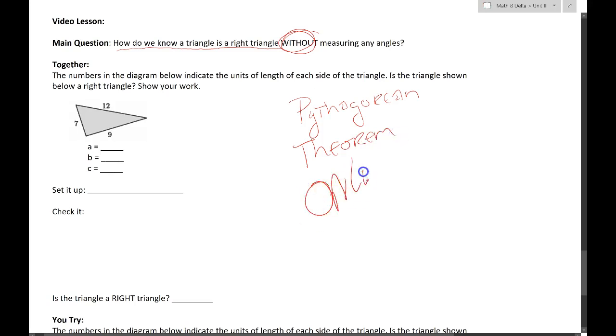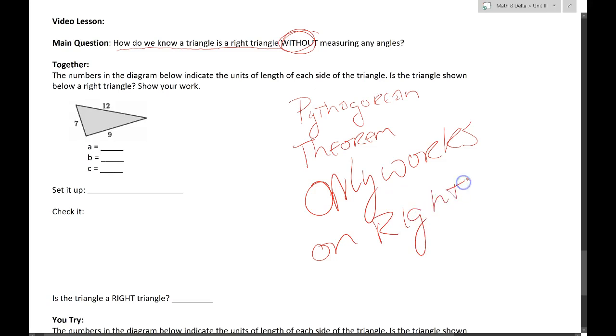only works on right triangles. The Pythagorean theorem only works on right triangles. Now, this is something that is huge to remember because we can actually use that.